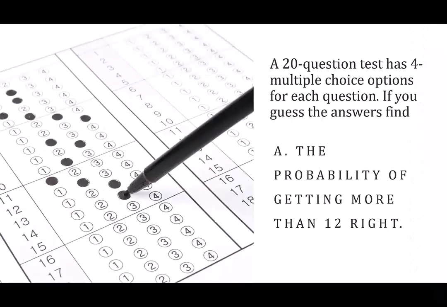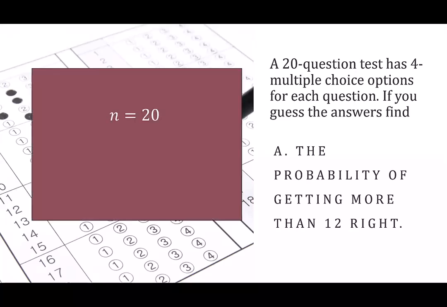A 20-question test has 4 multiple choice options for each question. If you guess the answers, we're going to find A, the probability of getting more than 12 right. In this situation, n is 20. That's how many times we're doing this experiment, which is guessing the answers. The probability of success is 1/4. There are 4 possibilities. Only one of them is right, so the probability of success is 1/4. I'm going to write that as 0.25.